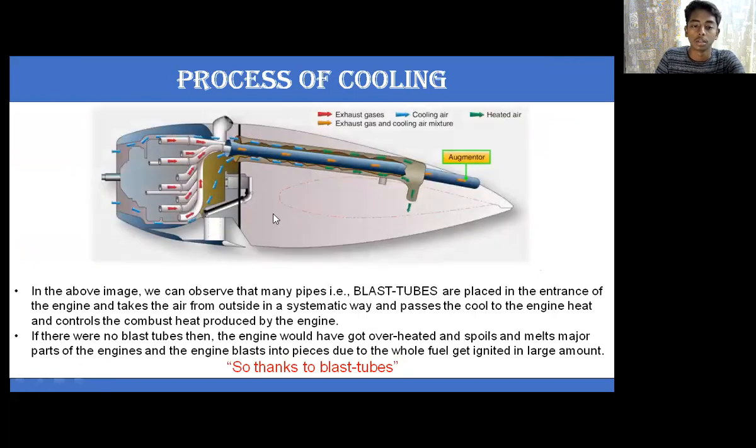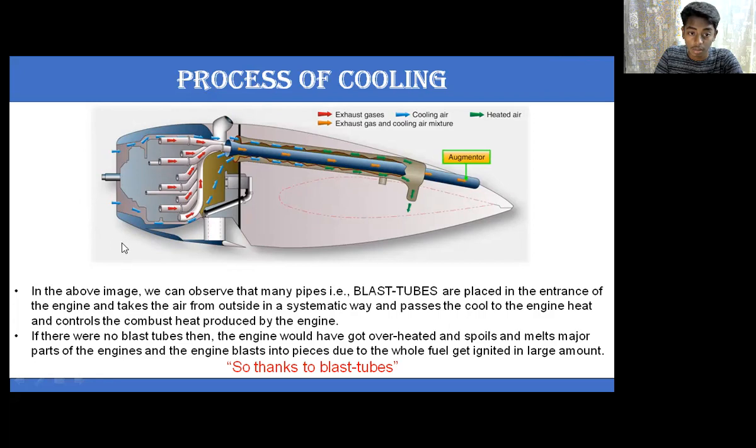So in the above image, you can observe many pipes, and these are the blast tubes in this diagram. These are a number of blast tubes. As we can see, 1, 2, 3, 4, 5, 6, 7, 8, 9, 10. Around 10 blast tubes. It depends upon how big the engine is, how big a jet engine is. All these blast tubes are placed at the entrance of the engine.